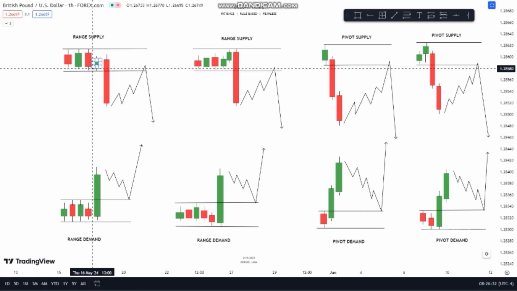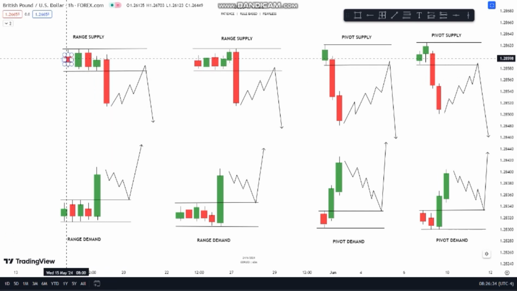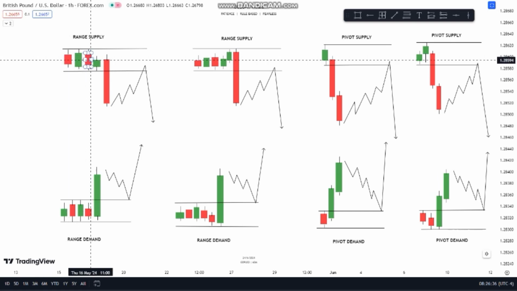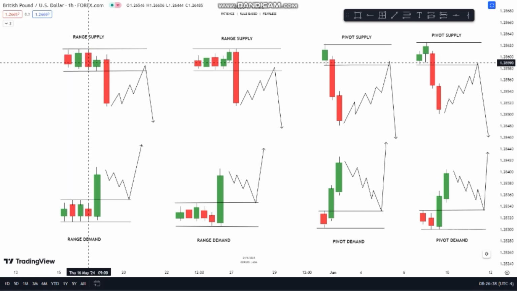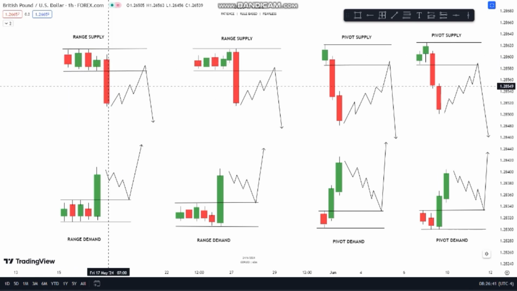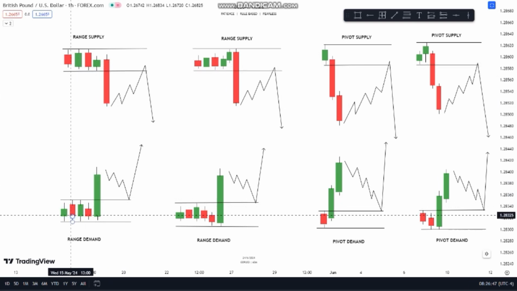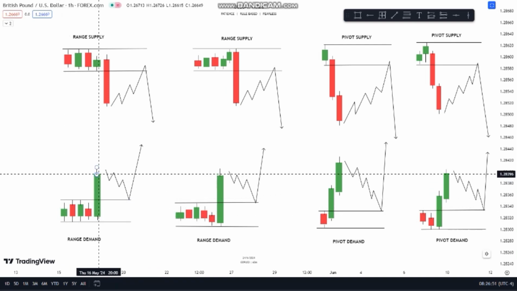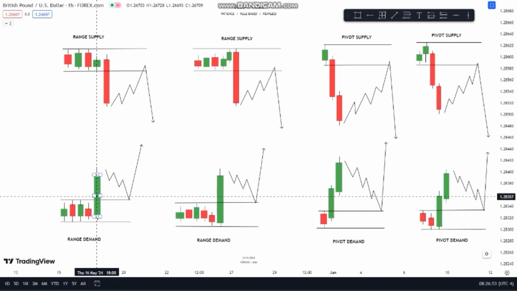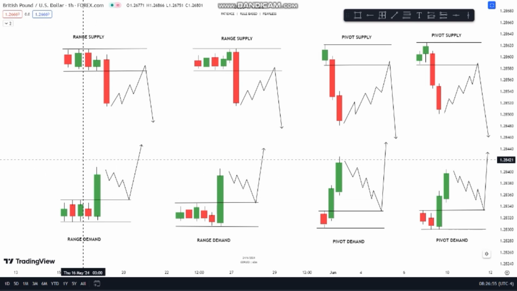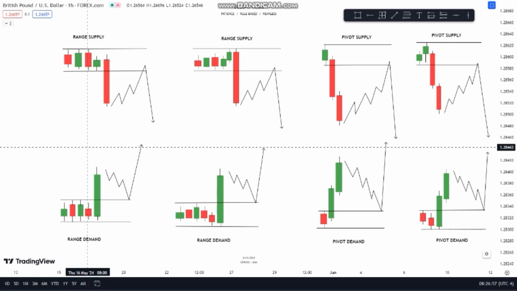But here in a range supply, as you can see, price was consolidating, orders were built here, then boom, price broke out of that range with momentum. And also another example here, in a range demand, price was consolidating, then boom, broke out of that range with momentum. We are not trading the initial reaction or move out of that range.